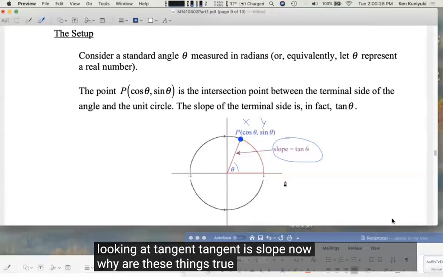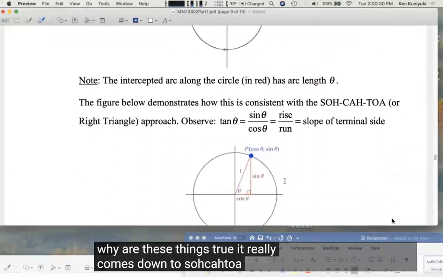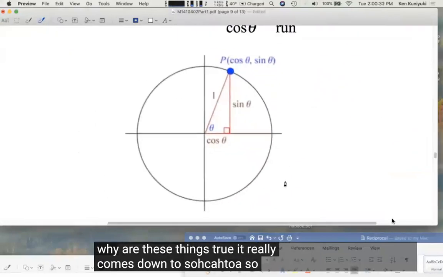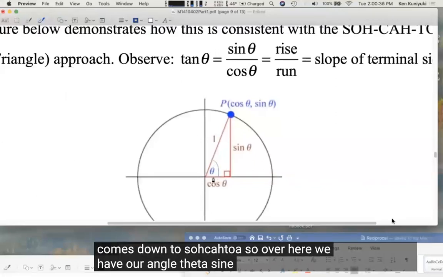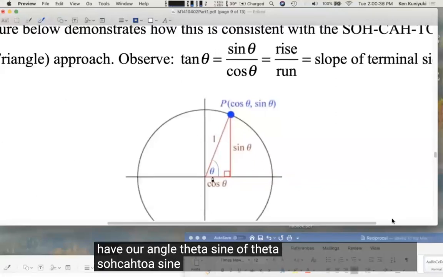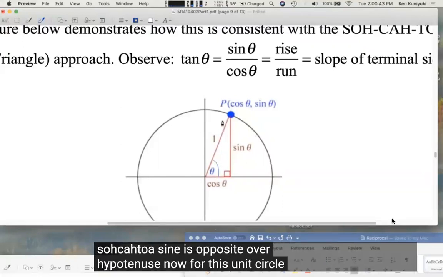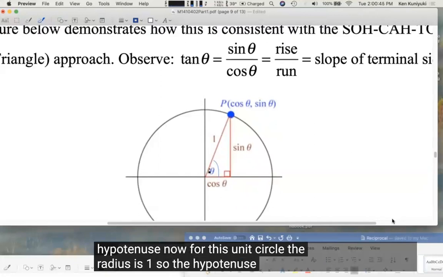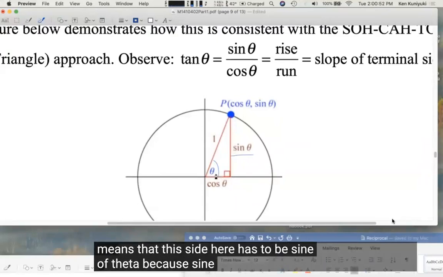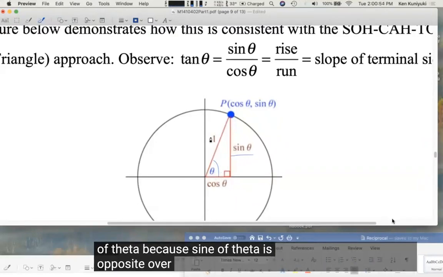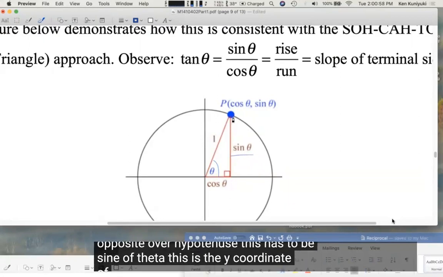Now, why are these things true? It really comes down to SOH CAH TOA. So over here, we have our angle theta. Sine of theta, SOH, sine is opposite over hypotenuse. Now, for this unit circle, the radius is 1, so the hypotenuse is 1, which means that this side here has to be sine of theta, because sine of theta is opposite over hypotenuse. This is the y-coordinate of that point.